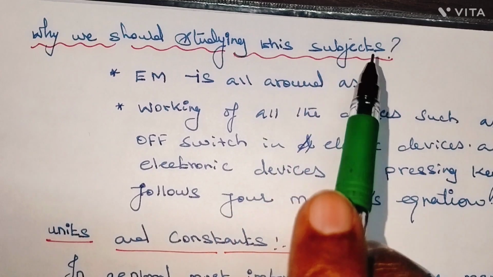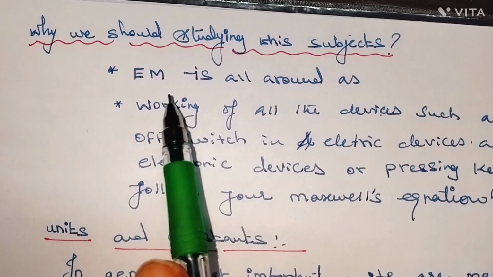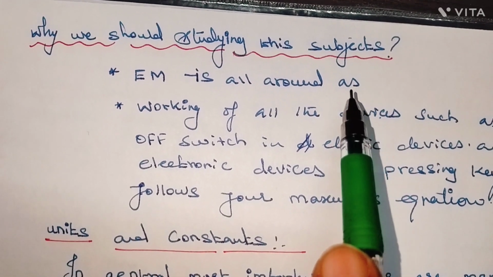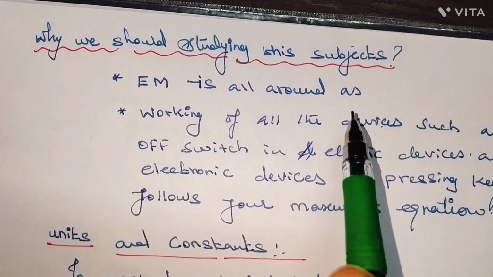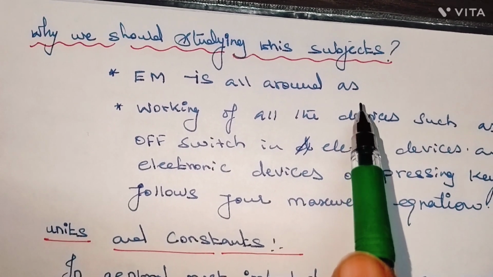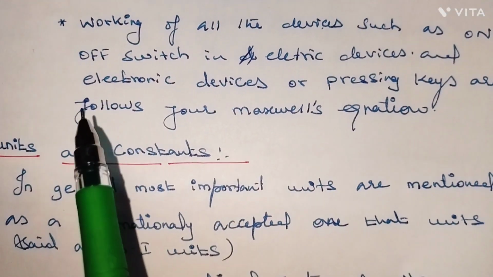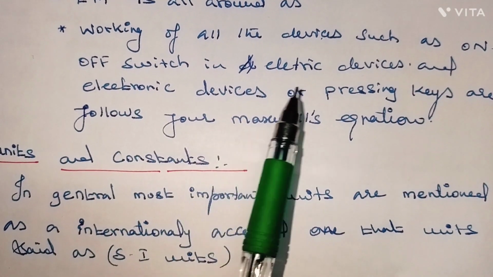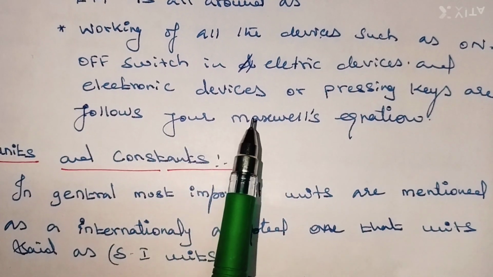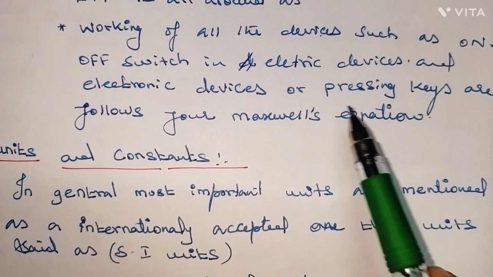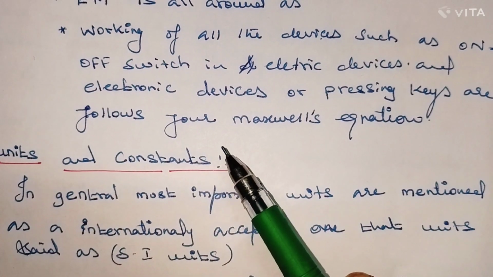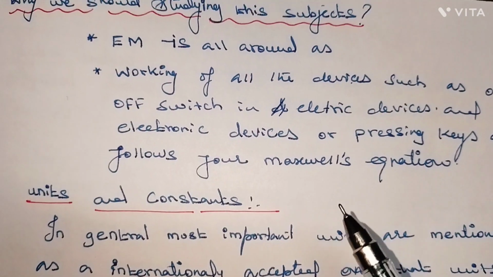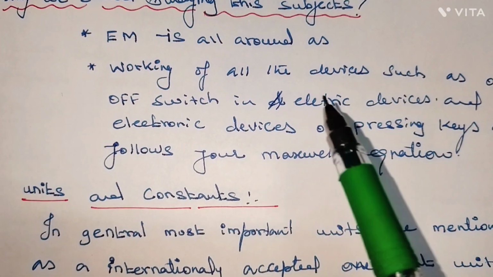Why should we study this subject? Why do we want to study EM waves? EM waves are all around us. Wherever we go for wireless communication, we discuss EM waves. We want to know electromagnetic waves as electronic students. The working of all devices, such as on-off switches in electric and electronic devices or pressing keys, follows the four Maxwell's equations. These devices work under the principles of electromagnetic waves.